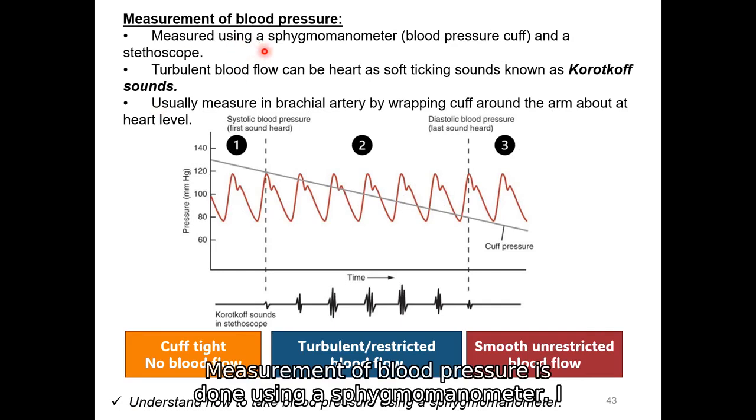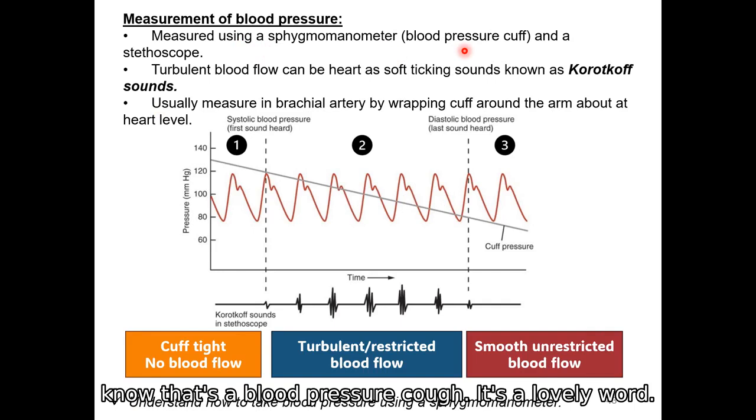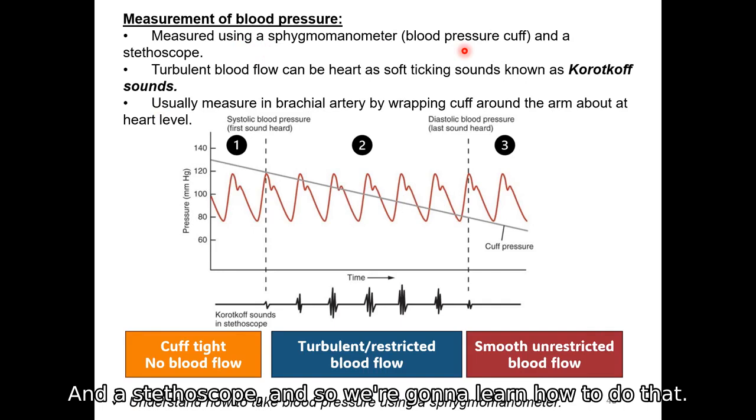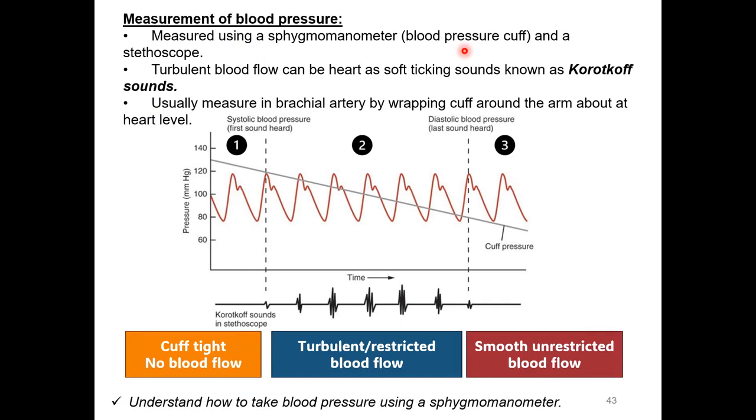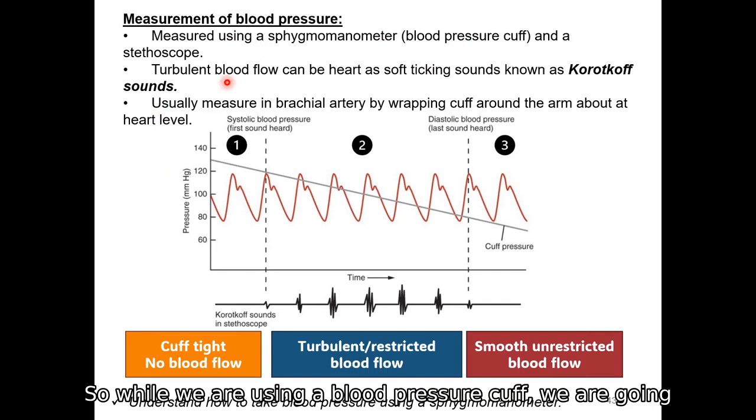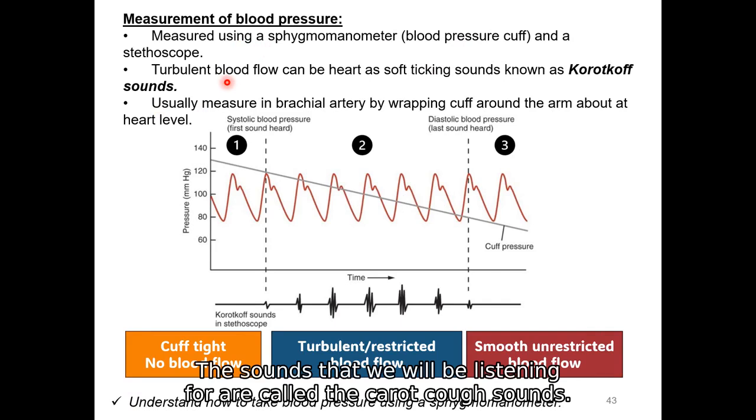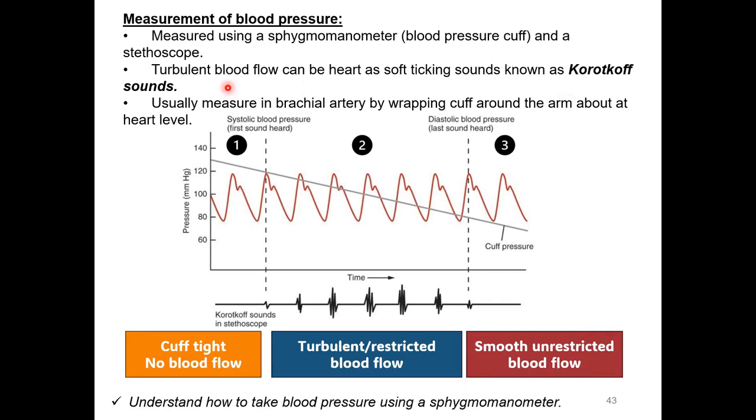Measurement of blood pressure is done using a sphygmomanometer. I know that's a blood pressure cuff. It's a lovely word. And a stethoscope. And so we're going to learn how to do that. Smooth blood flow makes no sound. So while we are using a blood pressure cuff, we are going to constrict blood flow, and then we're going to slowly allow blood flow. The sounds that we will be listening for are called the Korotkoff sounds.